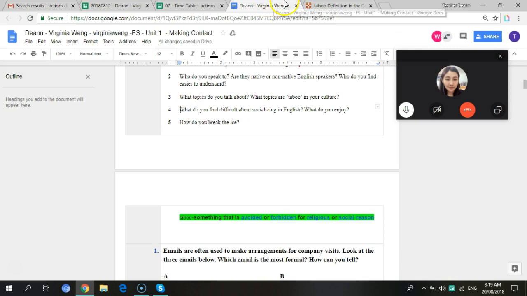Now, how about number 4? Can you ask me question number 4? What do you find difficult about socializing in English, and what do you enjoy? I find it difficult when I run out of words, vocabulary, or when I do not know the right term to use. Sometimes it is also difficult when I have to express something but I forgot how to put it in words. Also, there are idiomatic expressions or English slang that I do not know or do not understand.